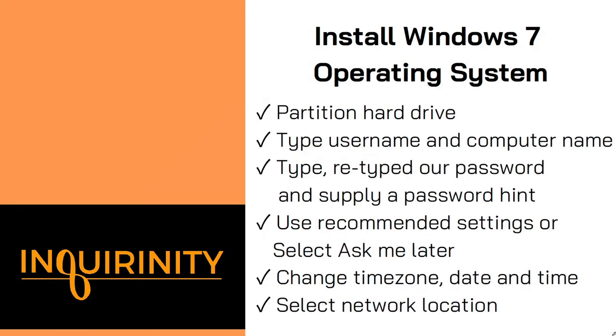By then, we have partitioned our hard disk drive. We have two partitions, a 30 gig and the other, the remaining space. So the process proceeded with copying, expanding, and installing. After a few reboots, we are then asked to type our username and computer name. We have passwords for security. We have use recommended or ask me later for our settings. Change our time information based on our location. And finally, the network location.